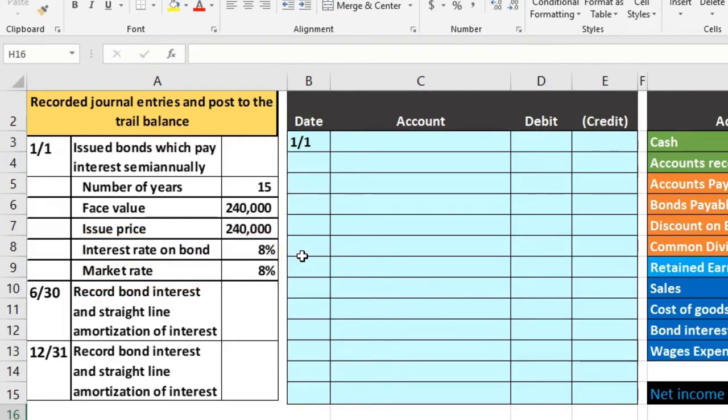So in other words, our issue here in terms of our data, we issued a bond which pays interest semi-annually. It's a 15-year bond paying semi-annual. The face amount is 240, issue price 240. The interest rate on the bond is 8% as well as the market rate. What this means, of course, is that we're going to issue it for the same amount that we're going to be paying back at the end of the bond term.